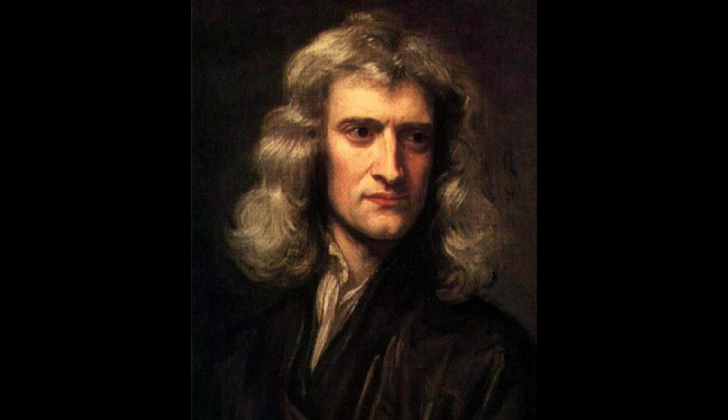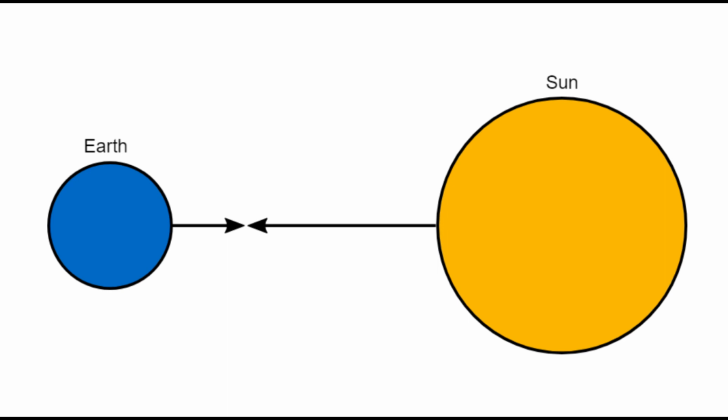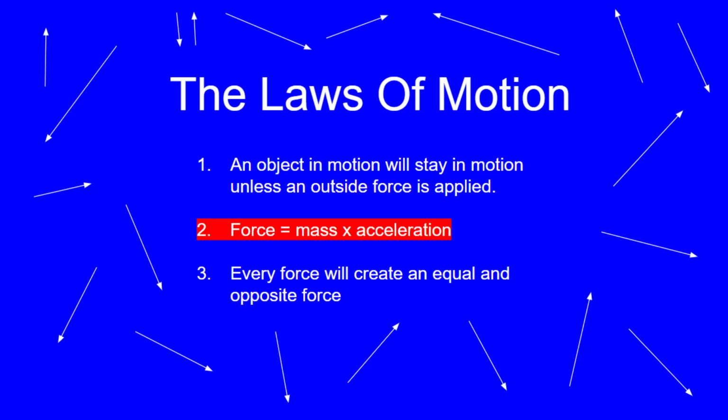This helped Newton prove Galileo's theory about what would have become the first law of motion. An object in motion will stay in motion unless an outside force is applied, otherwise known as the law of inertia. But wait, why didn't the Earth just fly into the sun if gravity was keeping the two attracted to each other? Well, that's where the second law came in.